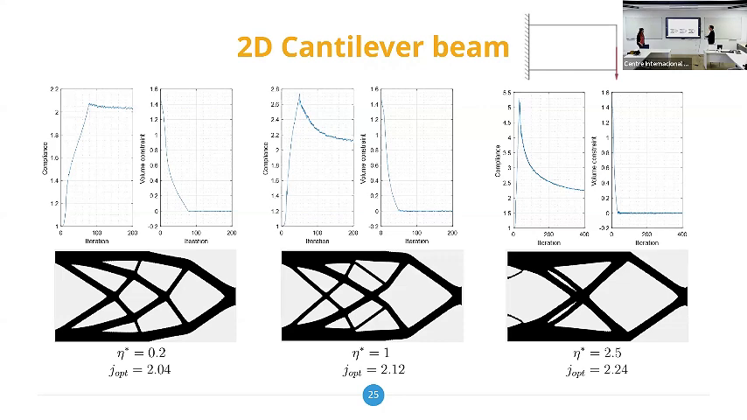Then in the bridge, for instance, we have the compliance and the constraint, so this is the reverse. In the multi-node bridge, I prefer to use a high eta because I'm giving more importance to the compliance, and then I'm maximizing the stiffness with high etas.